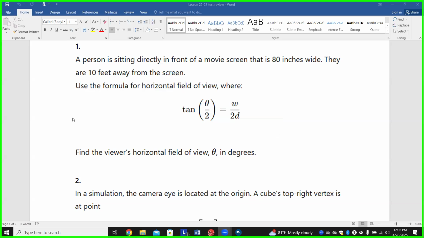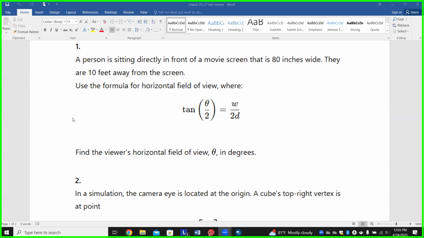So if you recall, the very first thing we learned on lesson 25 was when you had the little TV, we try to draw it all out. And then we just try to figure out what was the degree of the field of view, FOV, and that's basically what you're trying to find, depending on how far or close you are to the screen, and depending on how wide the screen is. So that's what this first question is asking.